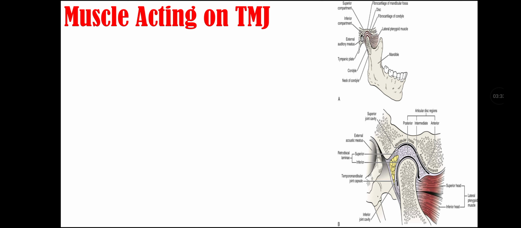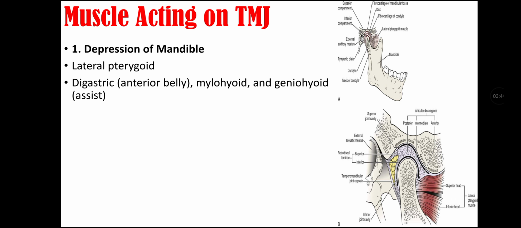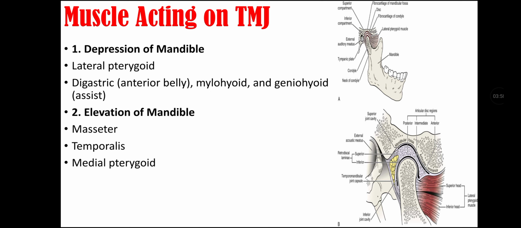Muscles acting on temporomandibular joint. First we will talk about muscles that act on temporomandibular joint while depressing the mandible. They include lateral pterygoid muscle and digastric muscle. Anterior belly, mylohyoid and geniohyoid muscle assist in depression of mandible. Second are the muscles that act during elevation of mandible. They include masseter muscle, temporalis muscle, medial pterygoid muscle.